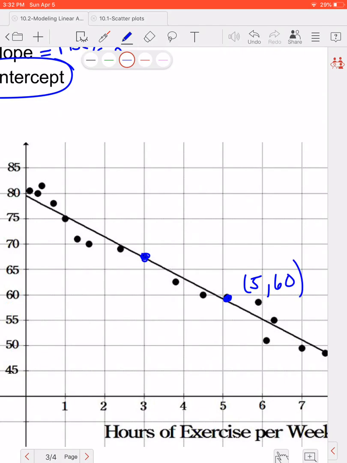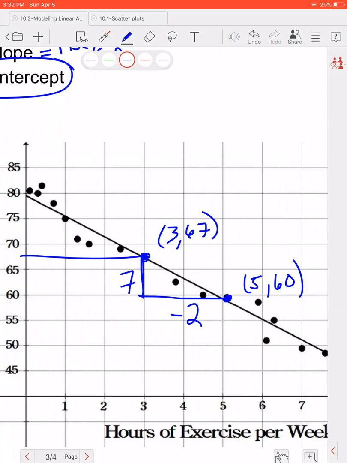And this point here looks like it's on the line. It looks like it's very close to 67. Whoops. And it's on 4, or on 3, I'm sorry, so (3, 67). Okay, so to go over to the left, I'm going over -2, and then we're going up 7.